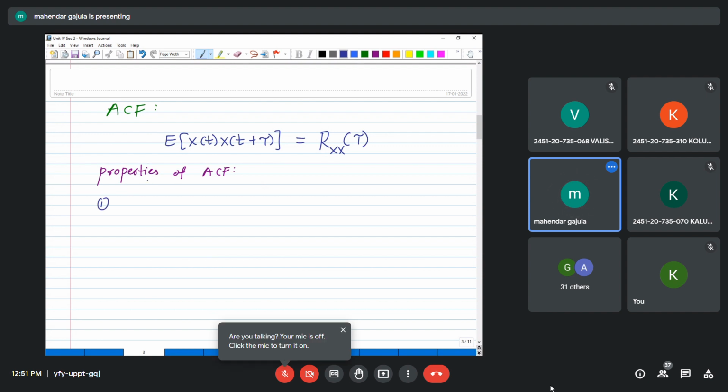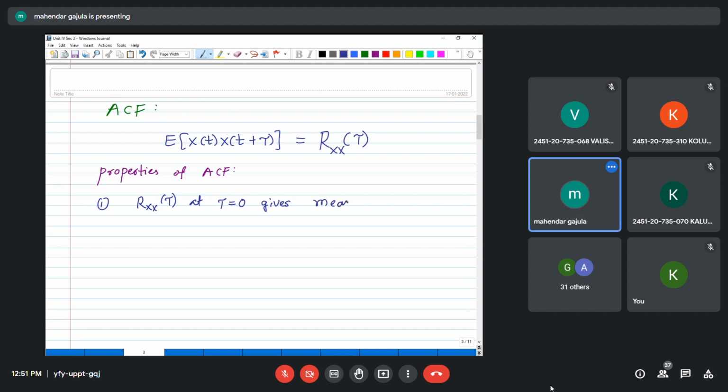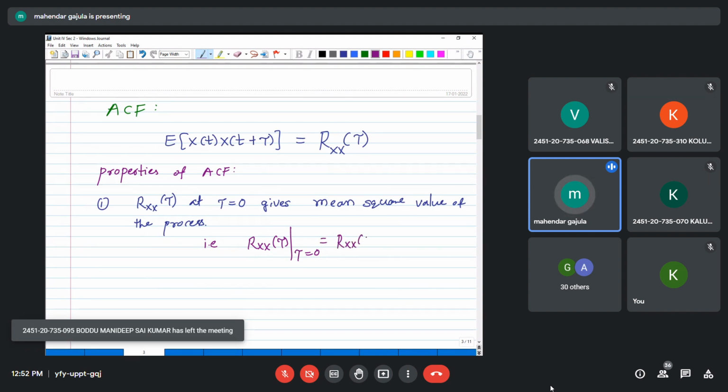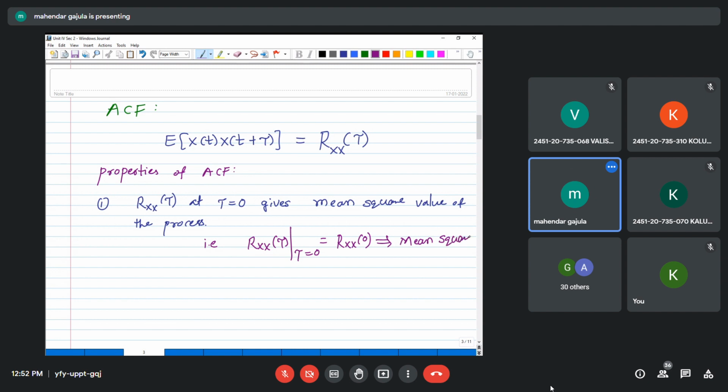First one: the autocorrelation function R_XX(tau) at tau equal to 0 gives the mean square value of the process. Process means random process. So here, R_XX(tau) at tau equal to 0, you have to write tau equal to 0. So this is the mean square value. Any doubt in this?